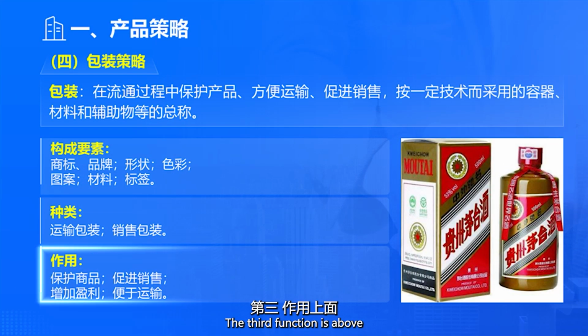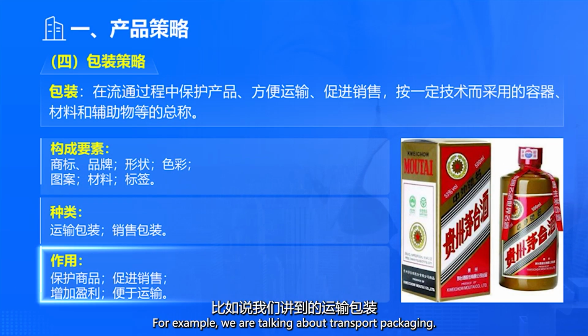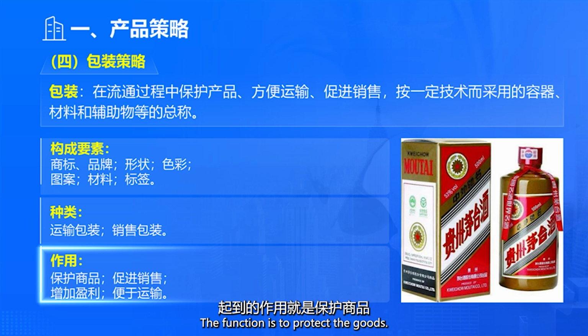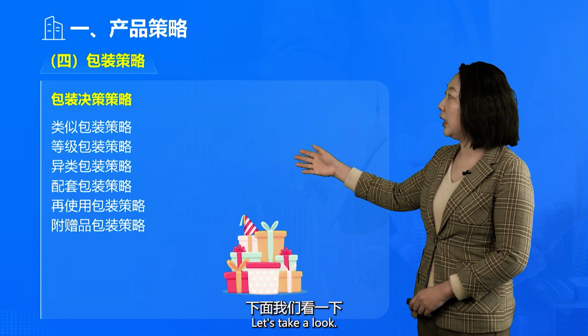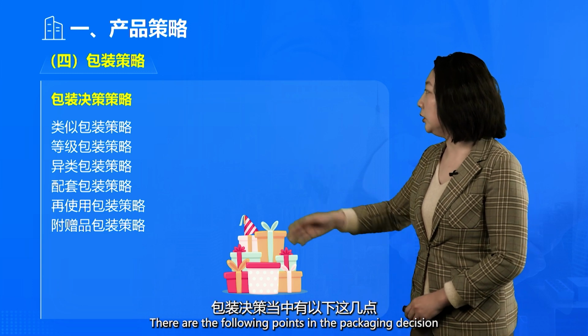The third is the functions. For example, when we talk about transport packaging, its function is to protect the goods and make them easy to transport. And our sales packaging plays a role in promoting sales and increasing profits. Let's take a look at the following points in the packaging decision.